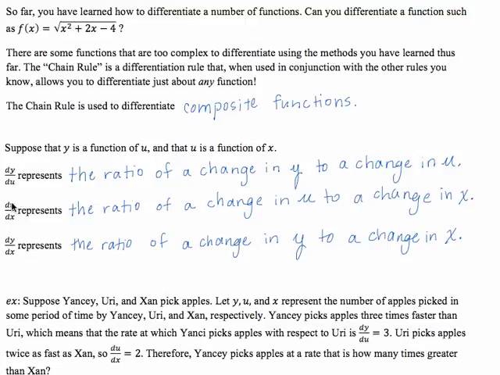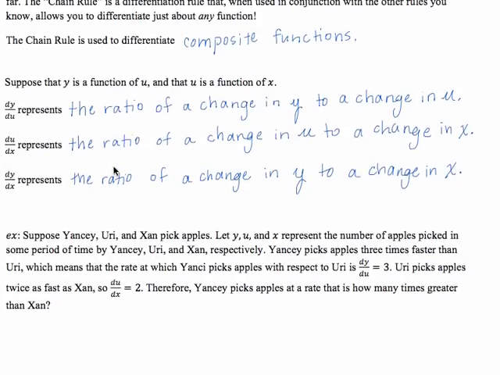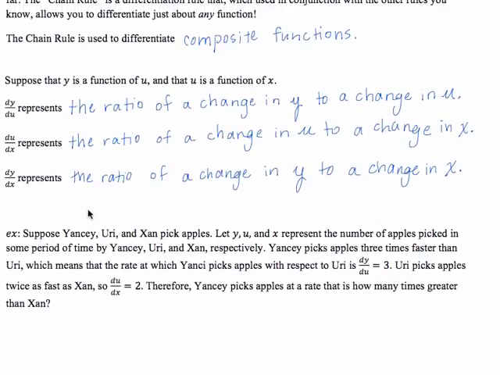This notation, the dy dx notation, as opposed to the f prime of x notation, is useful because it is a fraction, and a fraction is a ratio. So it can be used and thought of in these different ways. So for a simple example here, let's suppose that Yancey, Yuri, and Jean, notice the first letters, y, u, and x, okay, are picking apples. So we're going to let y, u, and x represent the number of apples picked in some period of time by Yancey, Yuri, and Jean, respectively.